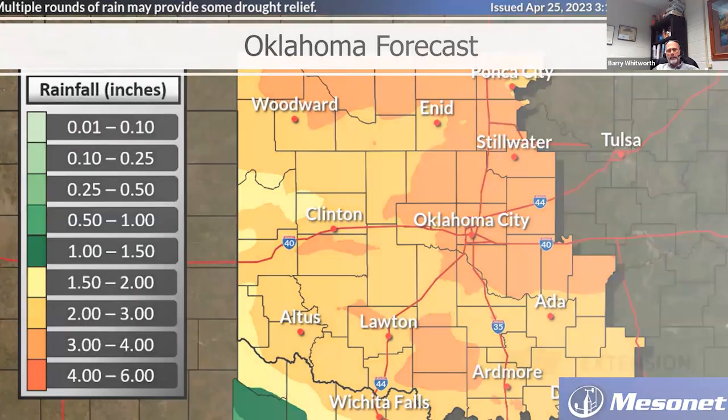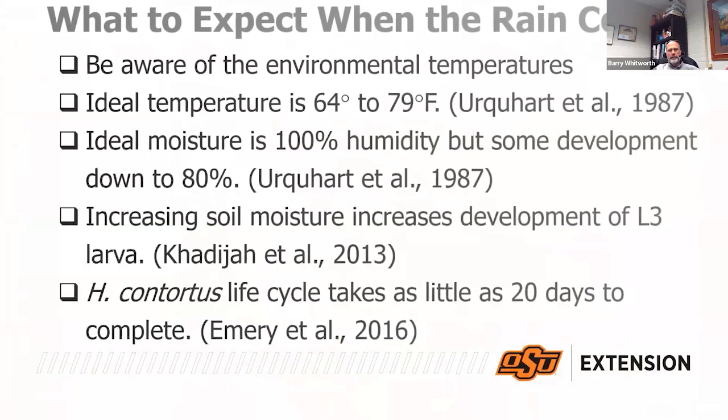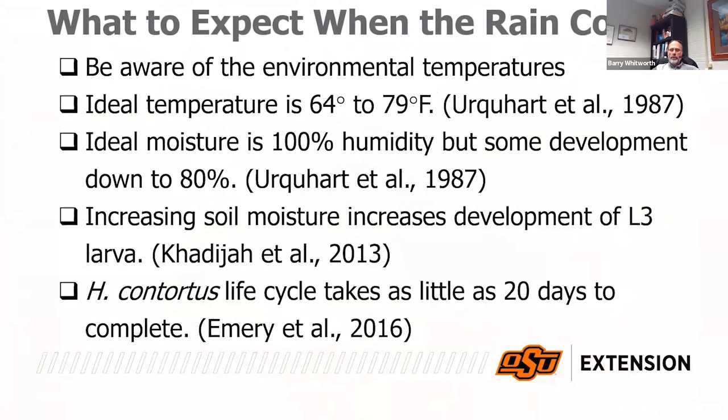But start to think, what do we expect when we come out of the drought? What are our temperatures going to be? Again, ideal temperatures for development of parasites. We're obviously going to have some pretty good humidity, and your soil moistures are going to increase, which are going to be conducive for development of eggs.